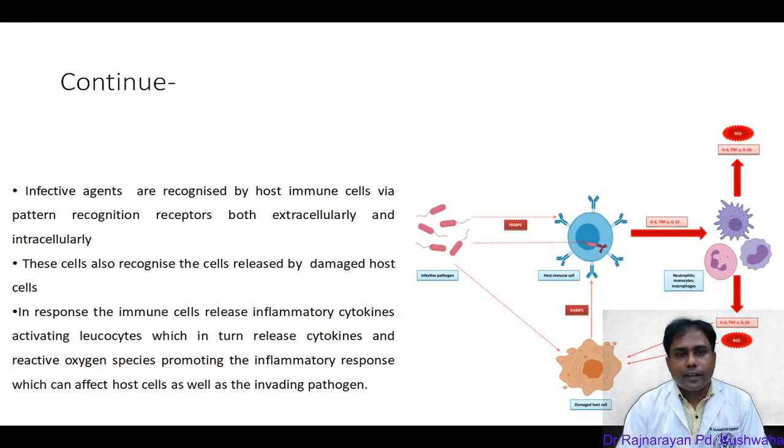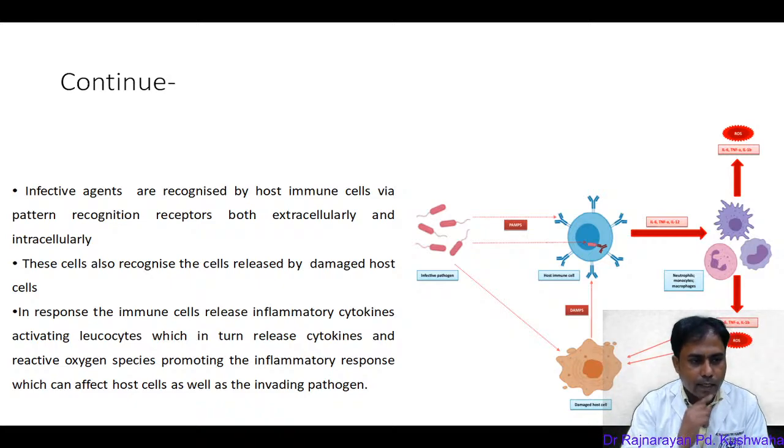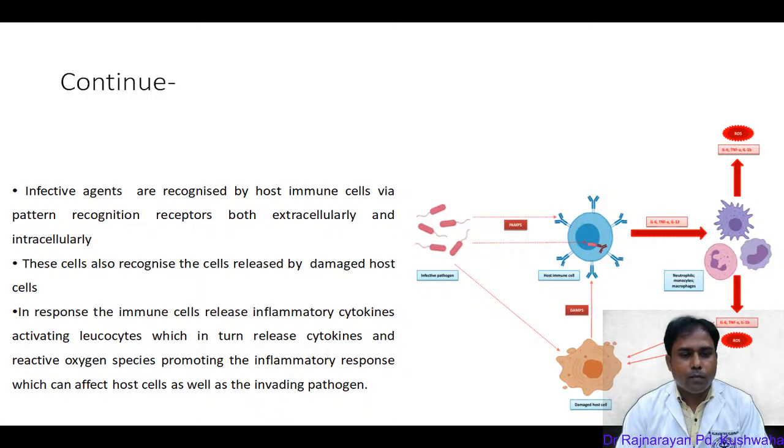These infective agents are recognized by host immune cells via pattern recognition receptors, both extracellular and intracellular. With the help of this diagram, we can easily understand this. These cells also recognize signals released by damaged host cells, and in response, the immune cells release inflammatory cytokines, activating leukocytes, which in turn release cytokines and reactive oxygen species, promoting the inflammatory response, which can affect host cells as well as invading pathogens.